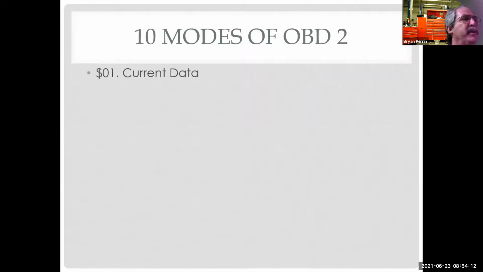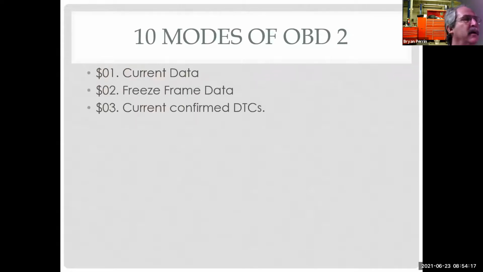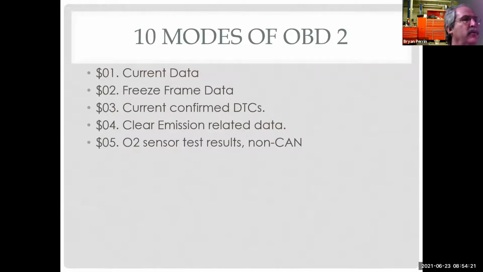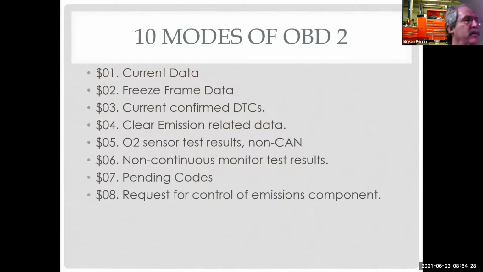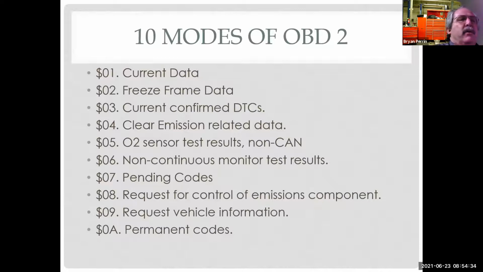So our modes of OBD2, we have current data, freeze frame data, confirmed codes, clear emission related data, O2 sensor test results for non-CAN, continuous monitor test results, pending codes, request for control of emission equipment, request for vehicle information, and permanent codes. So these are the same 10 modes that I mentioned in the last presentation. This is just a quick review slide. This is nice because they're all on one slide, so you can see it.